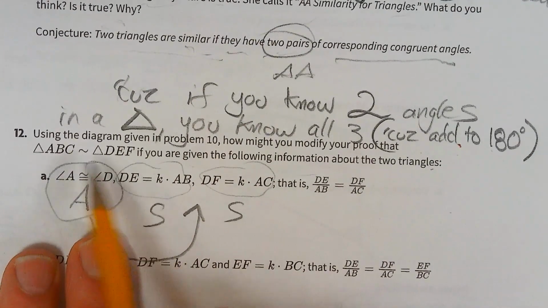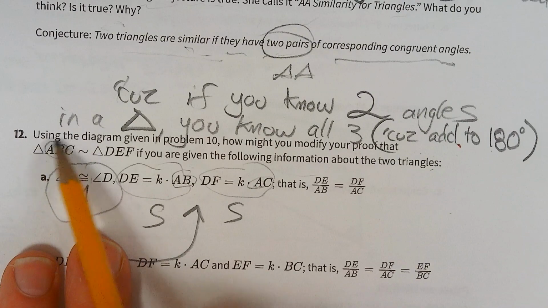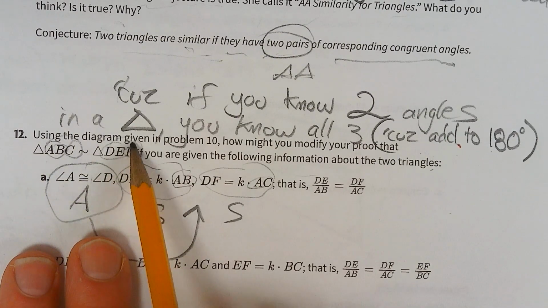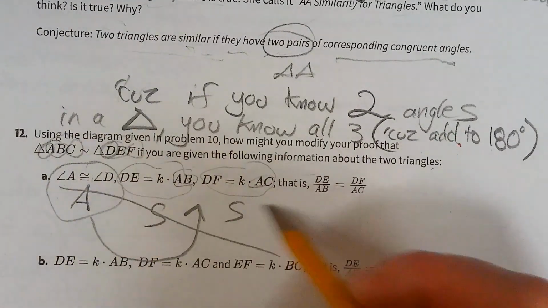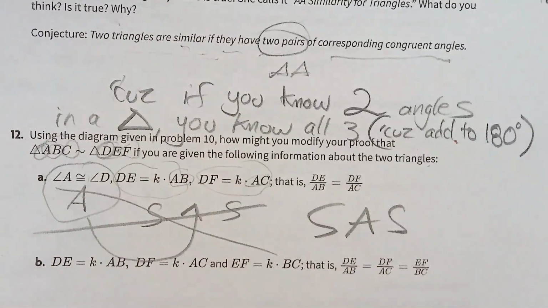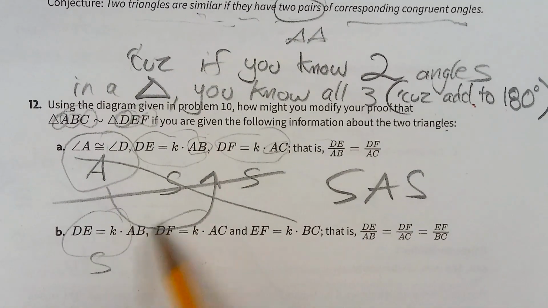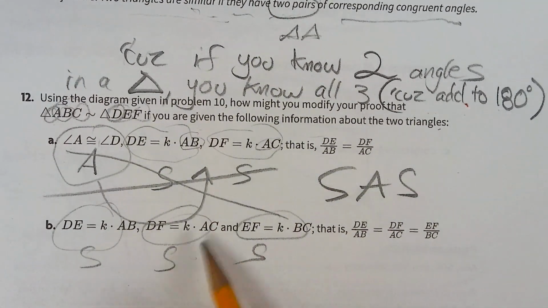Here's the proof. We have AB and AC, AB and AC, and we have DE and DF, but D and A are in the middle of both those. So that'll be side angle side. And this one, pair of sides, pair of sides, pair of sides, side, side, side similarity. All three sides are proportional.